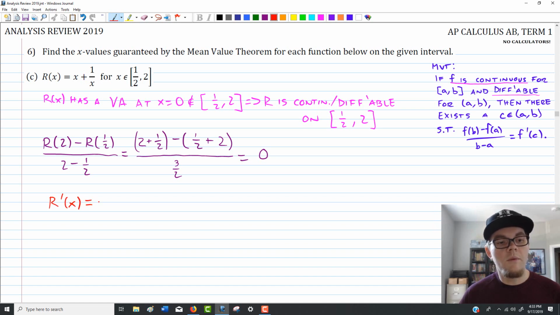So in our case, we want r prime of x, taking the derivative of each part, or looking at this maybe a little bit more carefully. That's x plus x to the negative 1 power. Means our derivative is going to be 1 minus 1 over x squared.